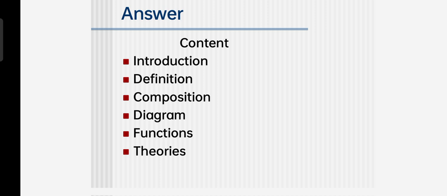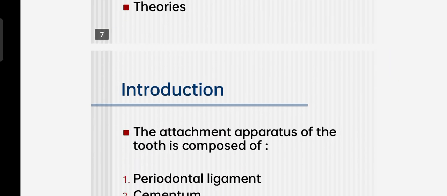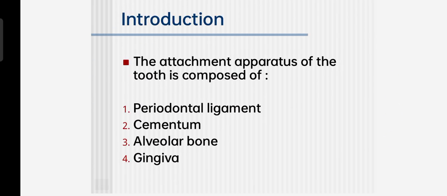Just because the theory part is very limited and we cannot leave the answer as such because it's been asked in 15 marks, we will be writing definition, diagram, function and all the things in order to score good marks. Introduction, and moreover the teacher wants you to write all the important things associated with this answer. So in the introduction we will be writing the attachment apparatus of the tooth, that is two hard components and two soft components: periodontal ligament, cementum, alveolar bone and gingiva.